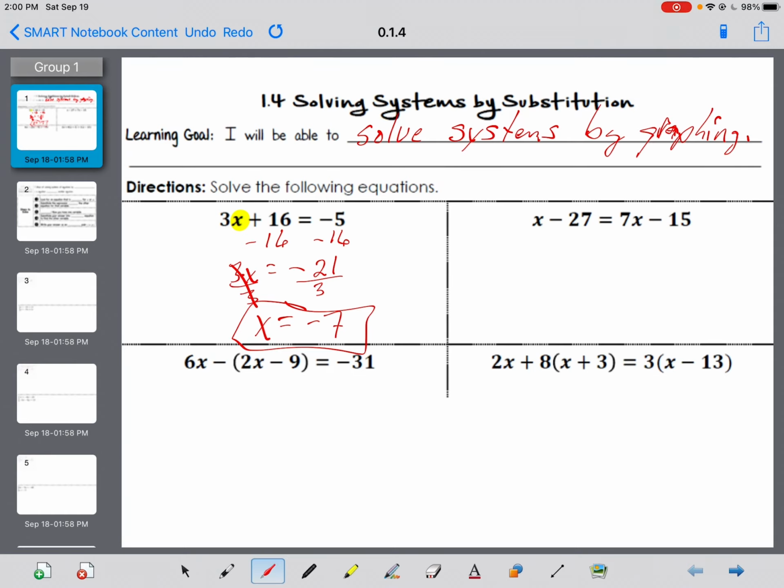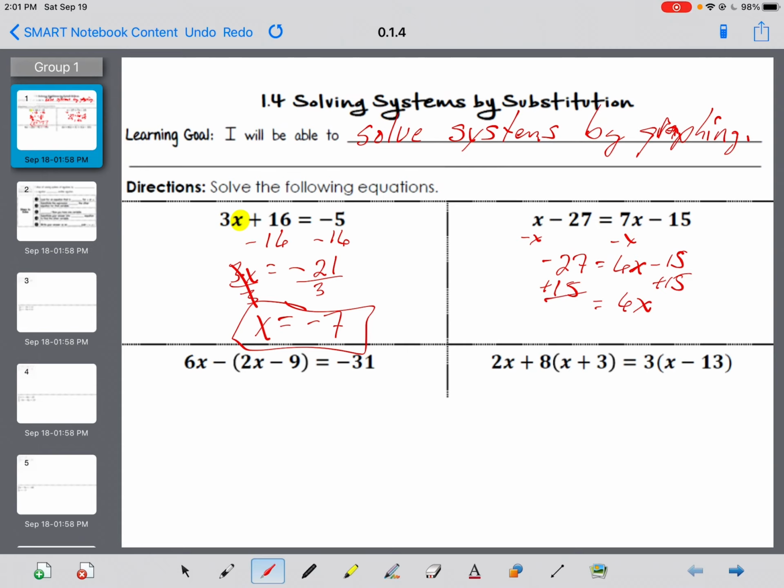Okay, here we go. This is how I'm going to do it. I'm going to subtract 1x and leave it negative 27 equals 6x minus 15, because I want my x to stay positive. I'm going to add 15. That's supposed to be a 15, not an 8. Make sure you write the right number down.